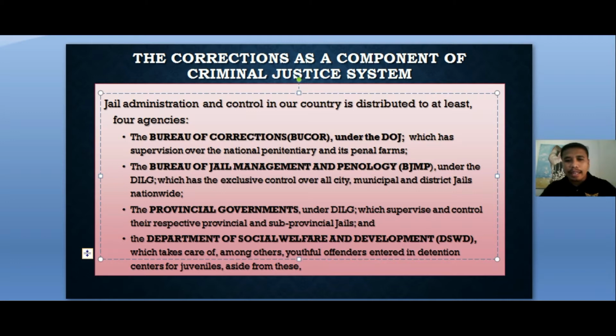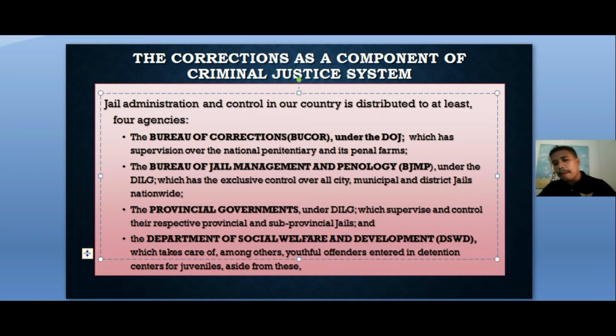So, ang nakalahian is BUCOR supervises the national penitentiary and penal farms, while the Bureau of Jail Management and Penology, or BJMP, handles control over all city, municipal, and district jails in the Philippines. On the other hand, we have the provincial governments, which is under the Department of Interior and Local Government. The provincial governments supervise and control the respective provincial and sub-provincial jails.